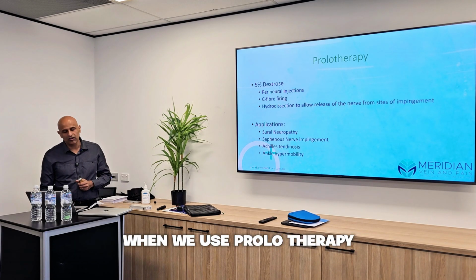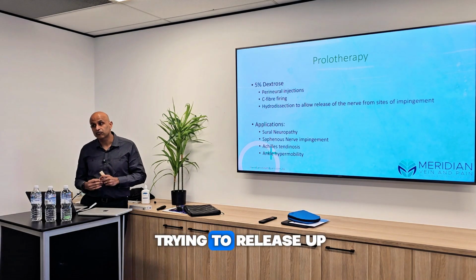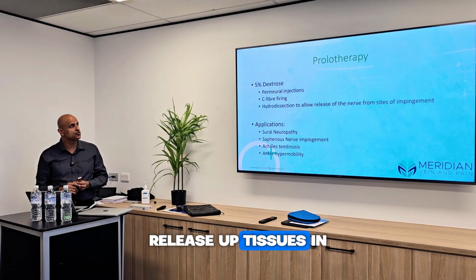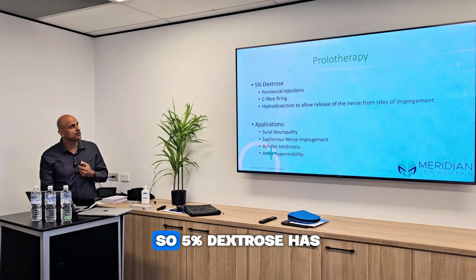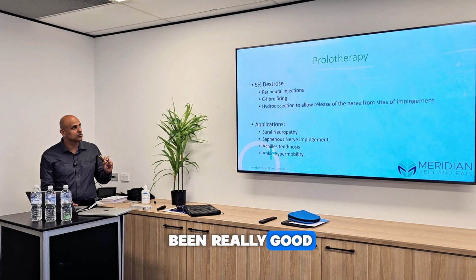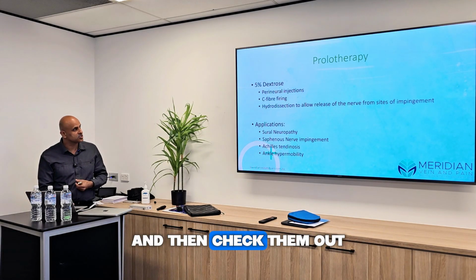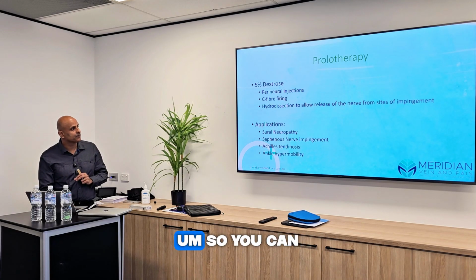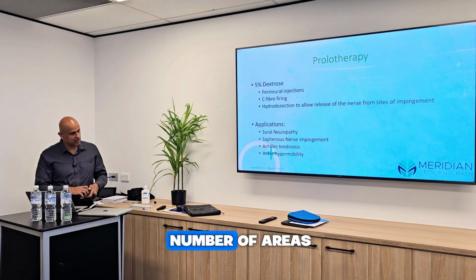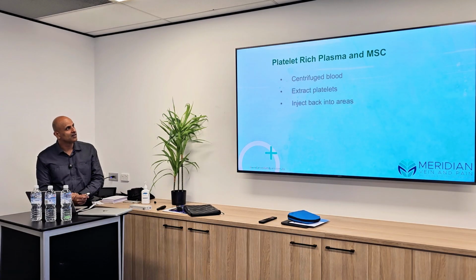When we use prolotherapy, I'm primarily trying to release up tissues in my practice because I'm so much nerve focused. So 5% dextrose has been really good. We can actually image these tissues really nicely and then check them out and then see them getting released up. So you can use them under a number of areas. So as I said, sural, saphenous, Achilles, ankle hypermobility areas.